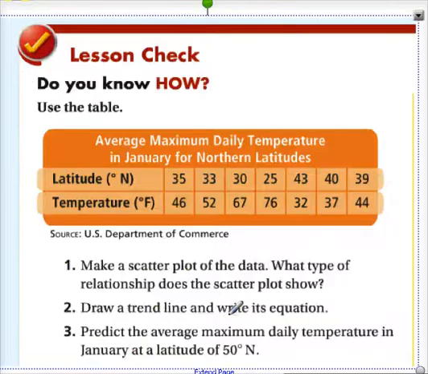All right, all I'd like you to do for class is complete problems 1, 2, and 3 of the lesson check. You're making a scatter plot of the data, telling me what type of relationship there is, drawing a trend line, writing its equation, and using your equation, predicting the average maximum daily temperature in January. You might need to go back in your books and look at problem 2 to see how we use our trend line to make a prediction.